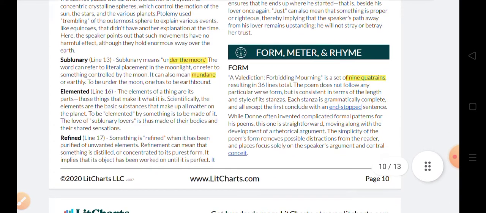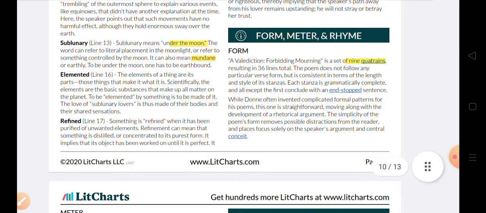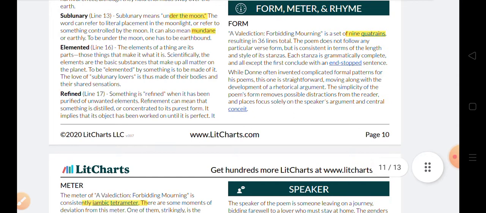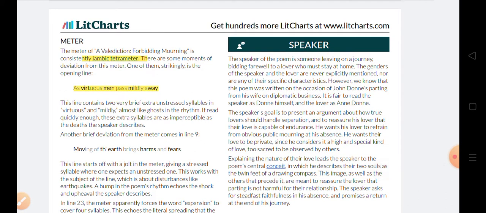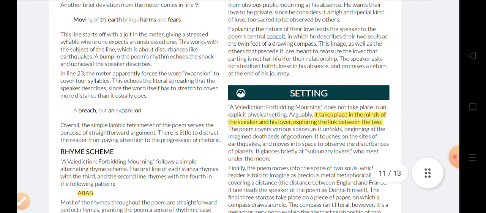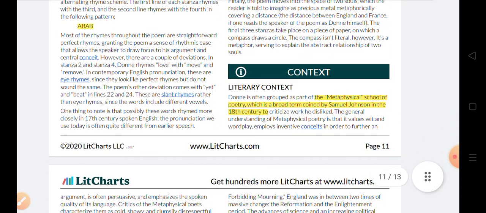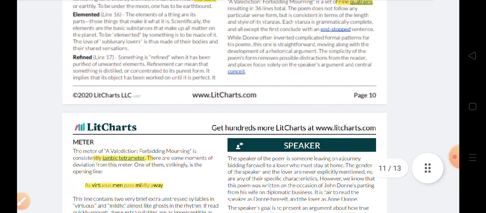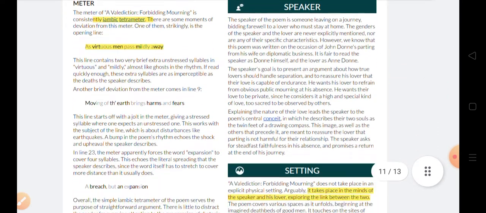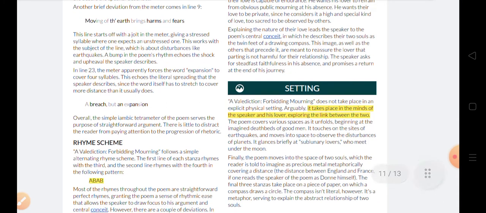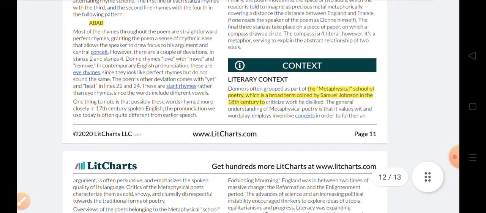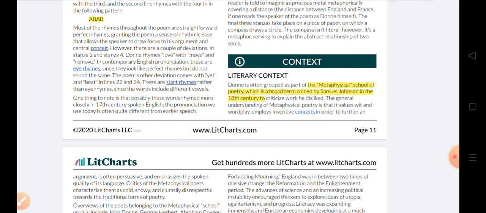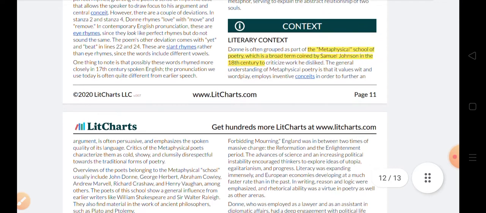So the form of this poem is a set of nine quatrains, and one quatrain contains four lines. This is the form, and the meter is iambic pentameter, ten syllables in a line, a pattern of stressed and unstressed syllables, and the rhyming scheme is ABAB. The setting takes place in the minds of the speaker and his lover, exploring the connection between the two. For historical context, the metaphysical school of poetry is a broad term coined by Samuel Johnson in the 18th century.